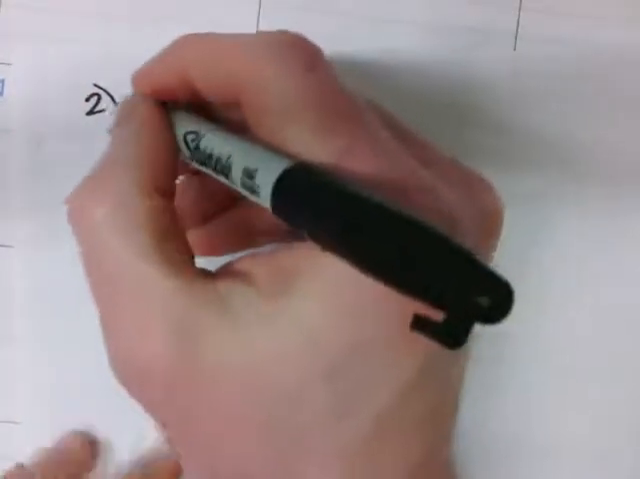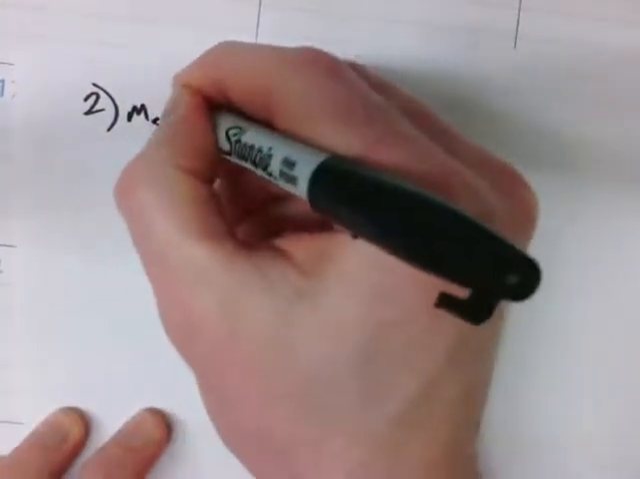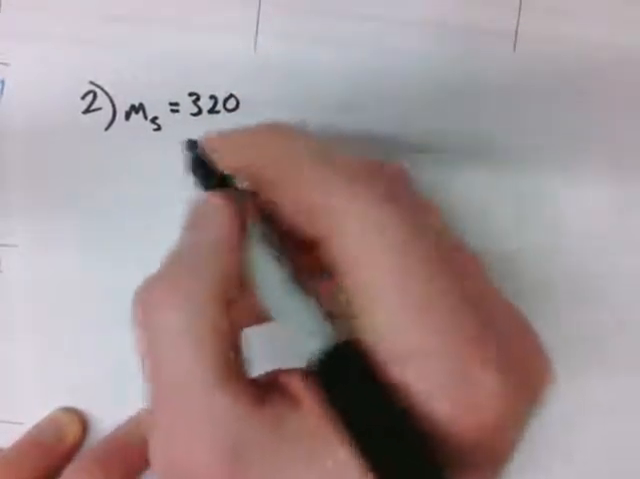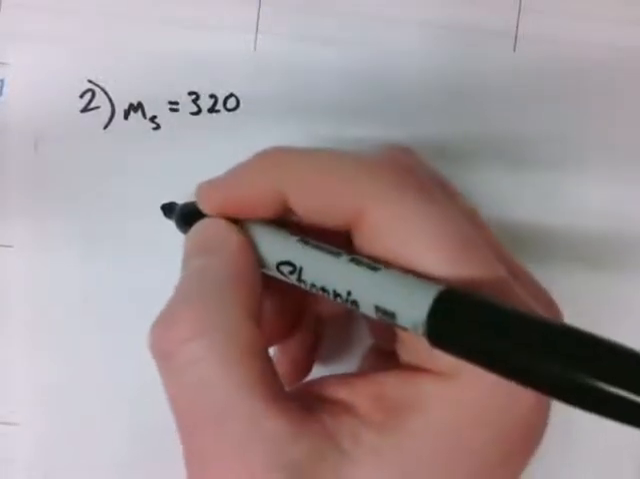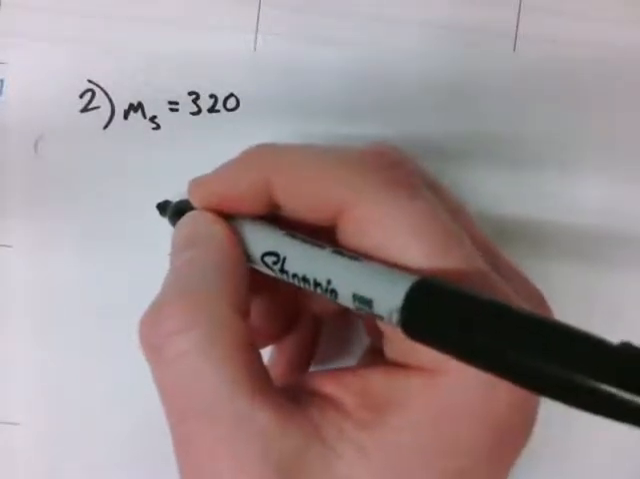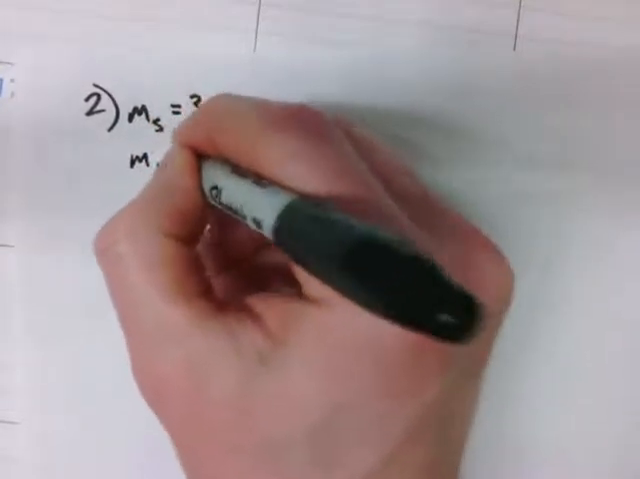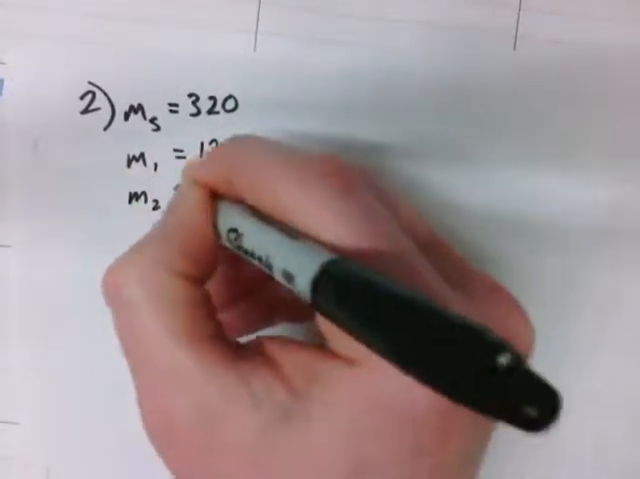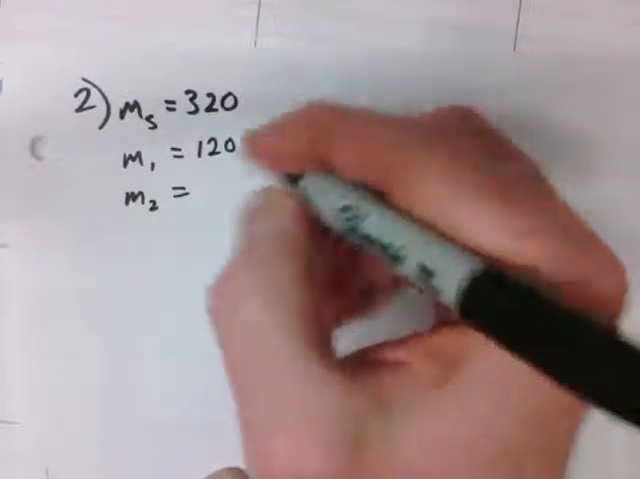Oh, pretty new marker. A snowmobile is used to pull 2 sleds across the ice. There's no way I'm finishing this in 10 minutes. The mass of the snowmobile and the rider is 320 kilograms. Mass of the snowmobile is 320. Oh, that's a nice marker. It feels really good. Lost my spot. The mass of the first sled, M1, equals 120. Look how clean this is. Mass of the second sled is 140.